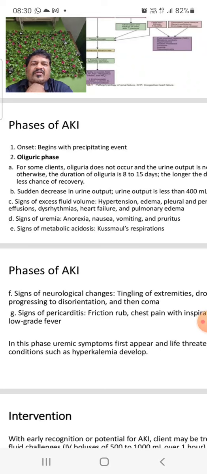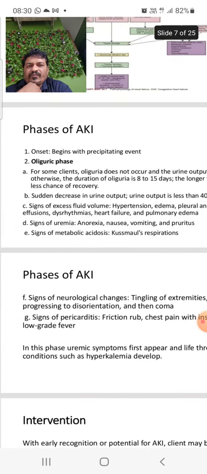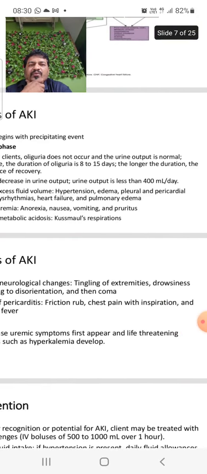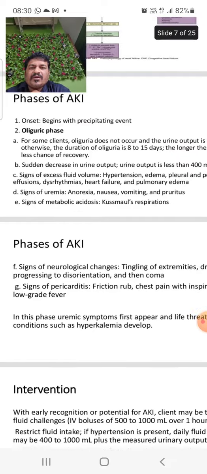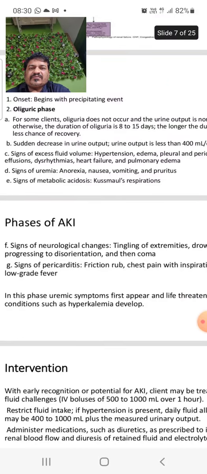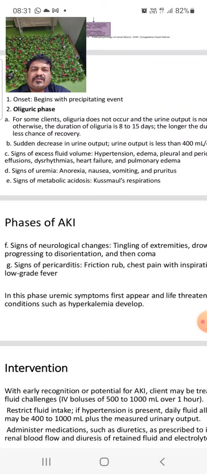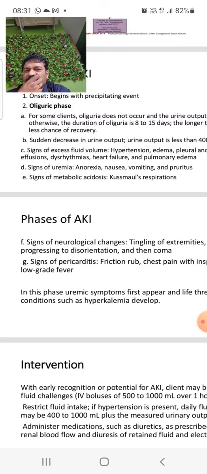Sudden decrease in the cardiac output, urine output is less than 400 ml per day. Signs of excess fluid volume like hypertension, edema, pericardial effusions, dysrhythmia, heart failure, and pulmonary edema. Signs of uremia: what do you get? Anorexia, nausea, vomiting, pruritus like signs. Signs of metabolic acidosis, in which the respiration is disturbed and it is like small respirations.